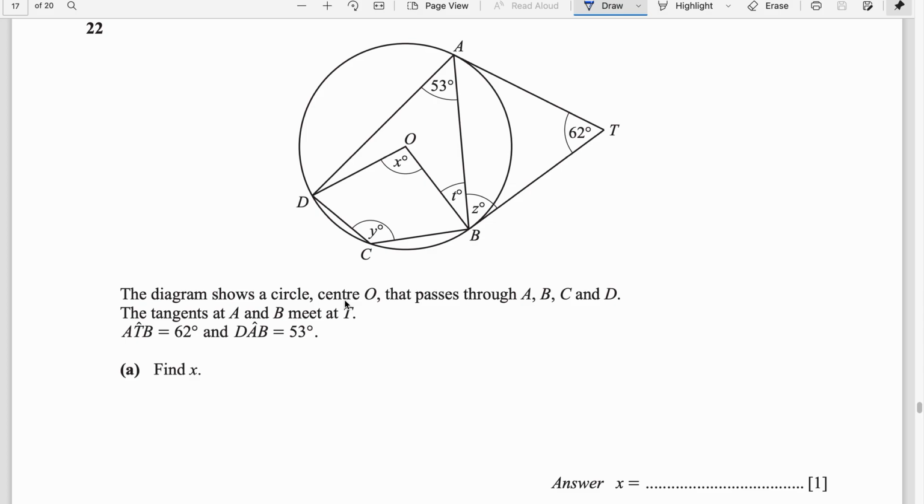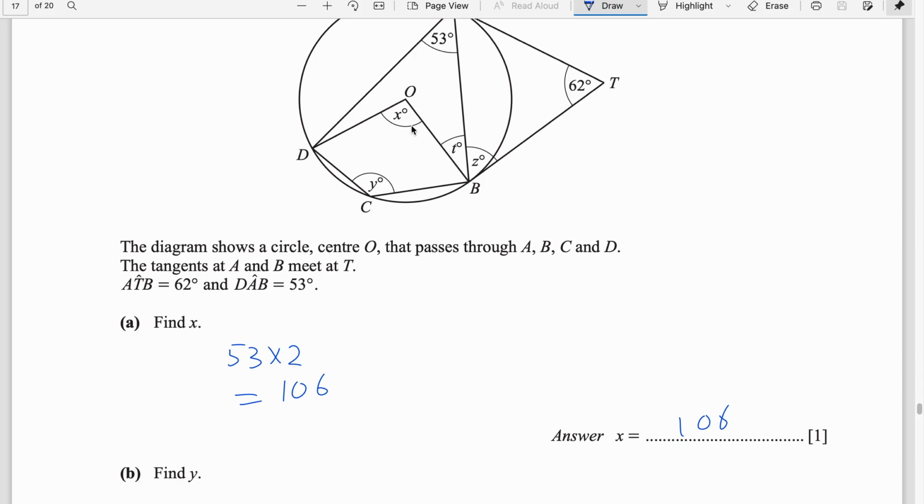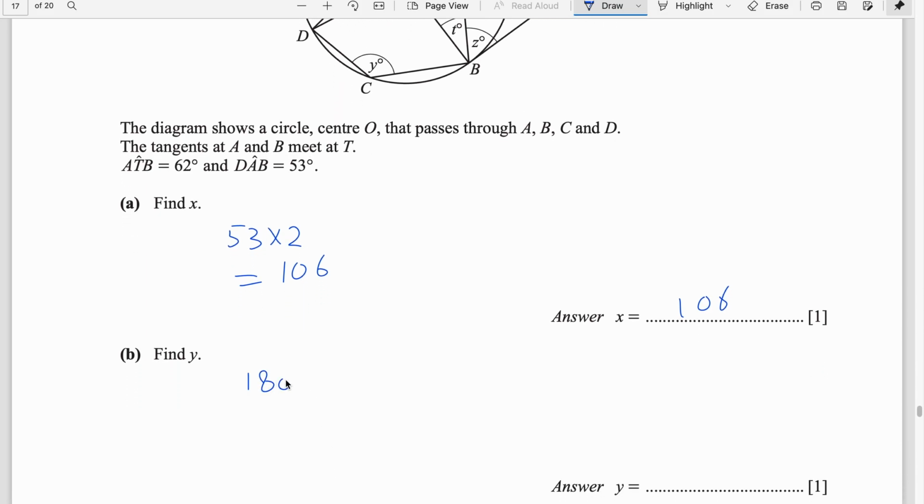Question number 22. The diagram shows the circle with center O that passes through A, B, C and D. The tangents at A and B meet at T. ATB is 62. DAB is 53. Find X. So the angle at the center is twice the angle at the circumference. X is equal to 53 times 2, 106 degrees. Find Y. So these two angles in opposite segments are supplementary. So 180 minus 53 is 127.